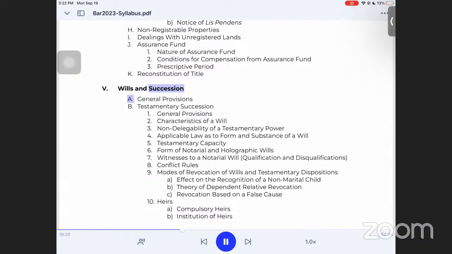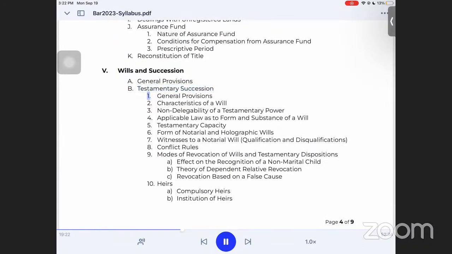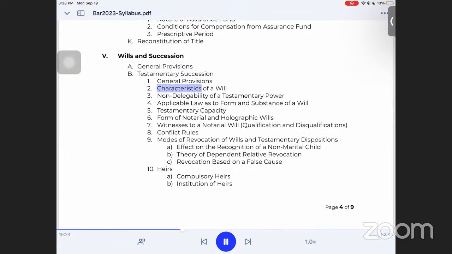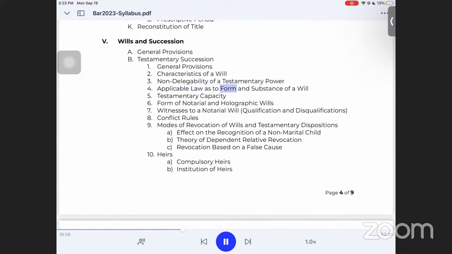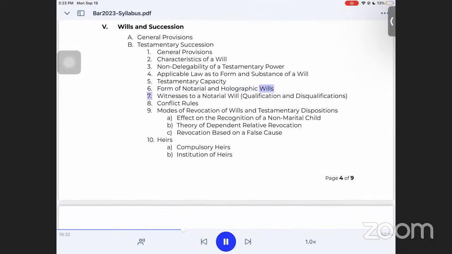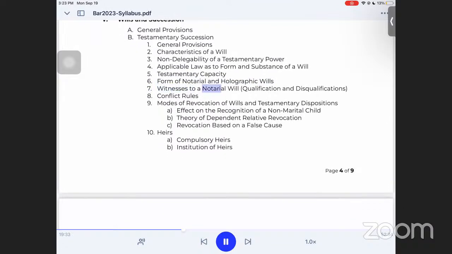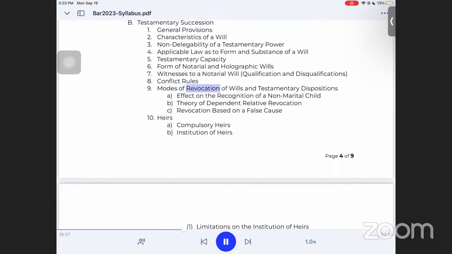V. Wills and succession. A. General provisions. B. Testamentary succession. 1. General provisions. 2. Characteristics of a will. 3. Non-delegability of a testamentary power. 4. Applicable law as to form and substance of a will. 5. Testamentary capacity. 6. Form of notarial and holographic wills. 7. Witnesses to a notarial will, qualifications and disqualifications. 8. Conflict rules. 9. Modes of revocation of wills and testamentary dispositions.